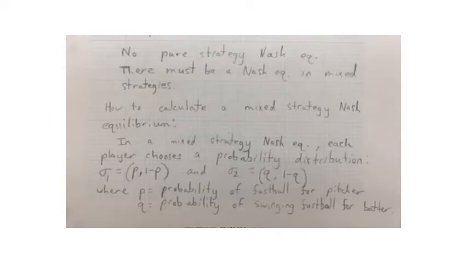Player 2 chooses sigma 2, which is a probability distribution on their swing timing. Q means the probability that they swing for a fastball. 1 minus Q is the probability they swing for a breaking ball. So essentially, when you choose a mixed strategy Nash equilibrium, you're choosing these probability distributions. Each player is choosing an optimal probability distribution.